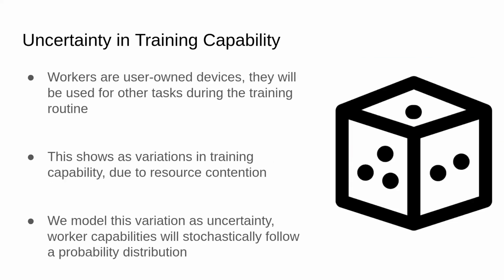A challenge here is that workers are user-owned edge devices, and so they'll be used for other things during the duration of the training routine. And these tasks will cause resource contention with the training process, and this is going to alter the capabilities of the worker. We're going to model this variation as uncertainty. And so worker capabilities will stochastically follow some probability distribution during the training routine.